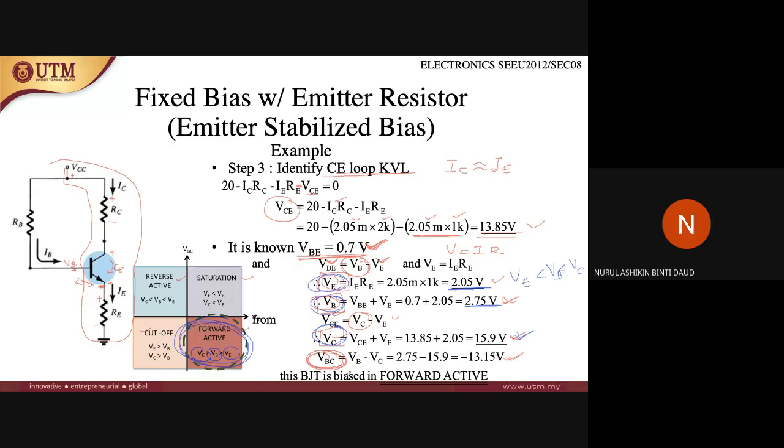So this BJT, bipolar junction transistor, is biased in the forward active region, okay? It is important for you to memorize this as well, so that you can decide which region the BJT is working in, based on these three values. I hope it is clear until here.